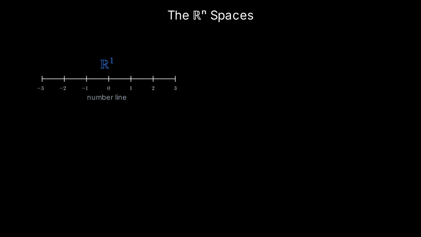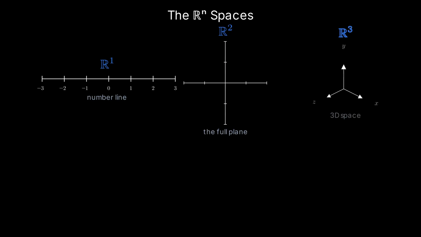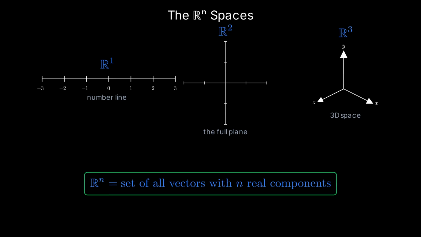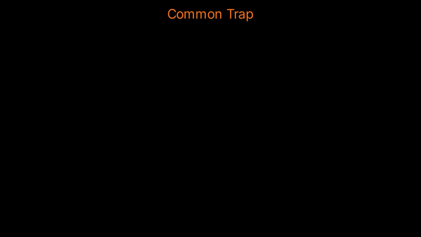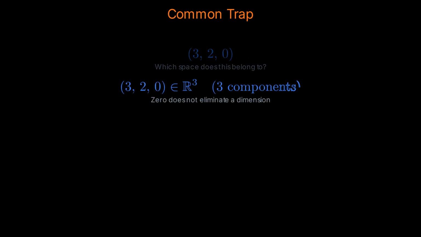The Rn spaces. R1 is the number line, R2 is the full plane, R3 is all of three-dimensional space, and in general, Rn is the set of all vectors with n real number components. Here's a common trap. The vector 3, 2, 0, right? You might think it belongs to R2 since the last component is 0. But it doesn't. It belongs to R3. Count the components. There are 3 of them. The 0 sitting in the third position doesn't remove a dimension. Membership in Rn depends on how many entries a vector has, not on what their values are.